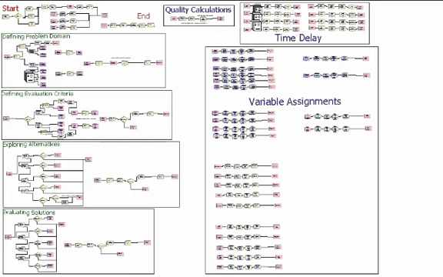The AOA progresses through the process logic, and when it comes to a task, it jumps to variable assignments on the right, and then to quality and time delay calculations before returning to the process logic.